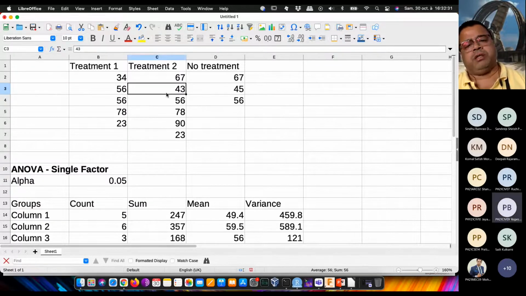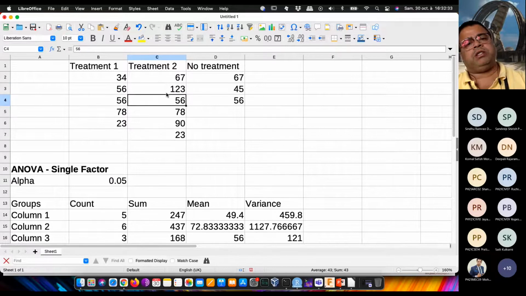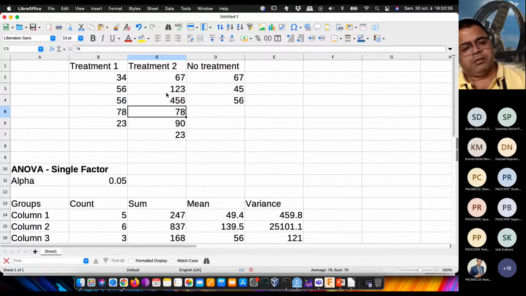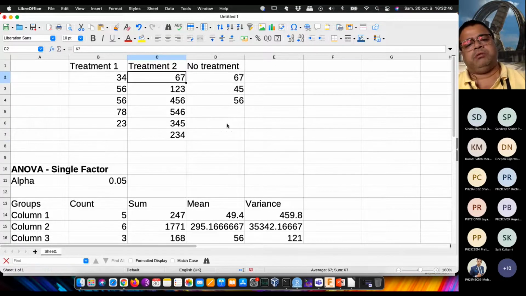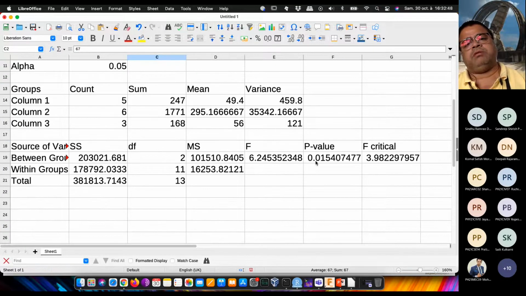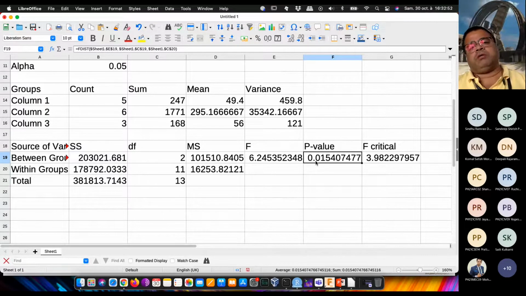Now suppose, for example, I just do 123 and I just add some more, like 456 and 564, something like that. I just add some more bigger values here. Look at the p value now. What happened to the p value? Did the p value become smaller or bigger? Less, it became smaller.